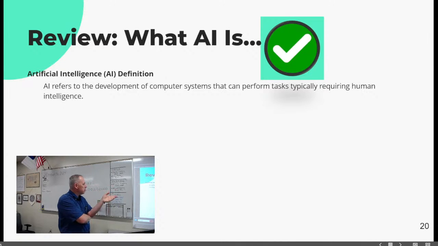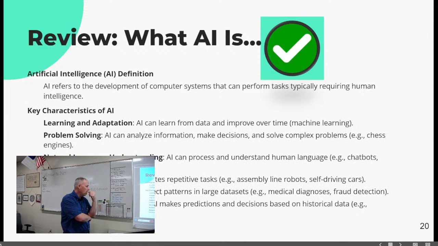Okay, so let's go back to some definitions, kind of like, what AI is. Again, it refers to the development of computer systems that can perform tasks typically requiring human intelligence. Key characteristics of AI, and here's some things we've gone through all night tonight, are learning and adaptation, problem solving, being able to analyze information, make decisions, and solve complex problems.